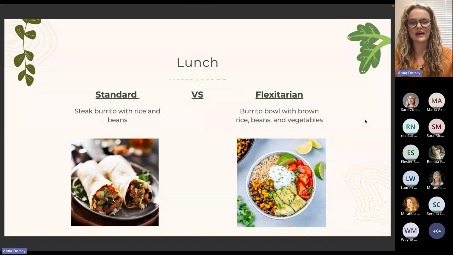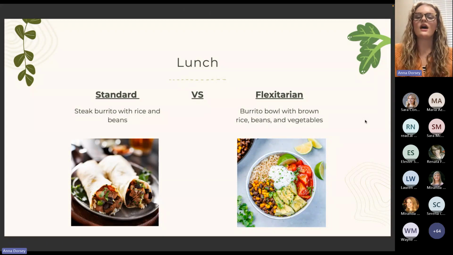For lunch, you may typically have a steak burrito with rice and beans, but in a flexitarian mindset, you would have a burrito bowl with brown rice and some beans for protein and some vegetables, which are going to have lots of fiber, increase your fullness and your satiety, and give you lots of good vitamins and minerals.